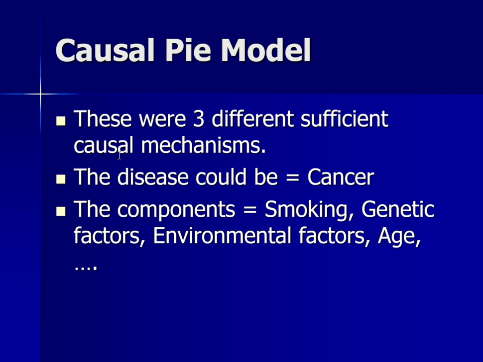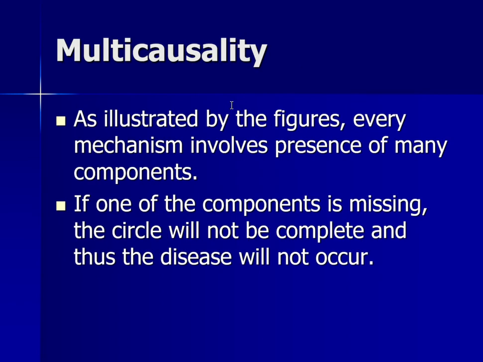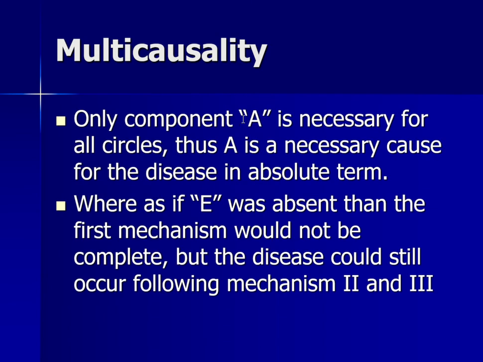So these were three different sufficient causal mechanisms. As we said, the disease could be cancer, it could be anything, and the components could be smoking, genetic factor, environmental, age, etc. As illustrated by the figures, every mechanism involves the presence of many components. If one of the components is missing, the circle will not be complete, and thus the disease will not occur. We also noted that only A is necessary for all circles, thus A is a necessary cause for the disease in absolute terms, whereas if E was absent, then the first mechanism would not be complete, but the disease could still occur following mechanisms 2 and 3.